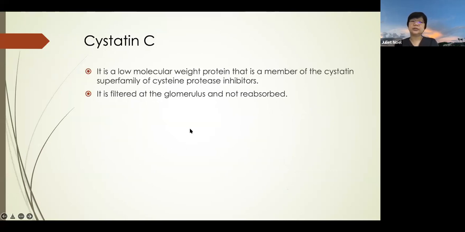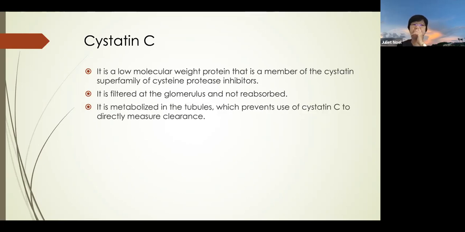So what are the other tests, no? One test that they have tried would be the cystatin C, but it's not commercially available in all regions. In Cebu, we don't have it. It's a low molecular weight protein that is a member of the superfamily of cysteine protease inhibitors. It is filtered at the glomerulus and it's not reabsorbed, but it is metabolized in the tubules.